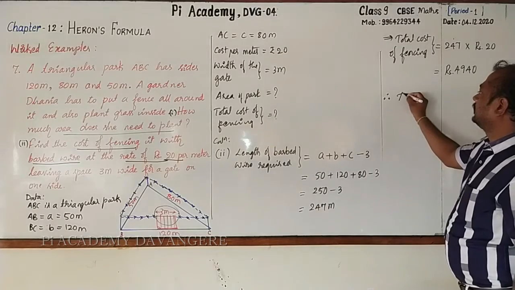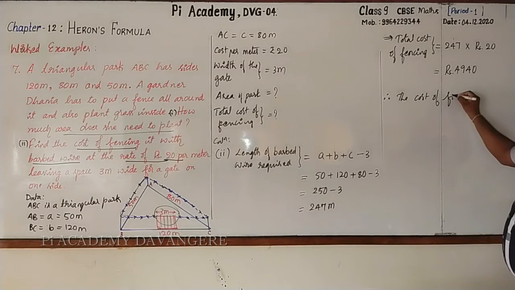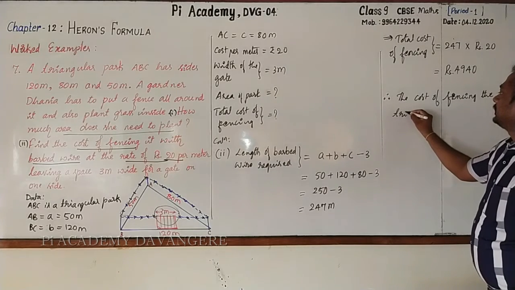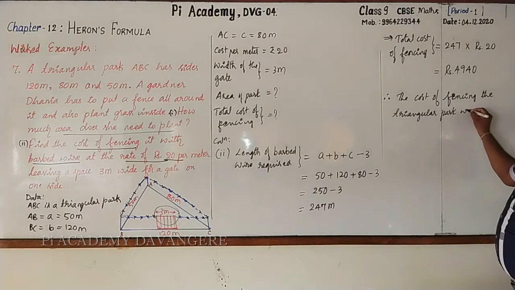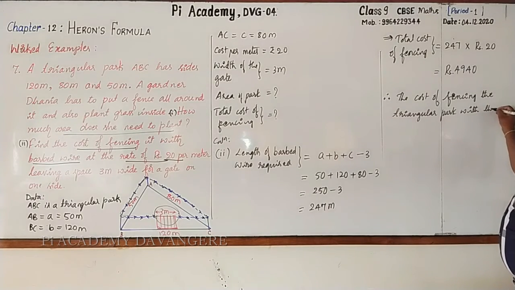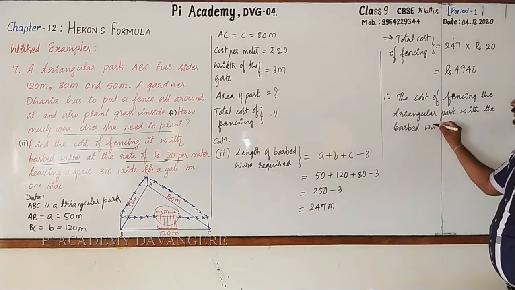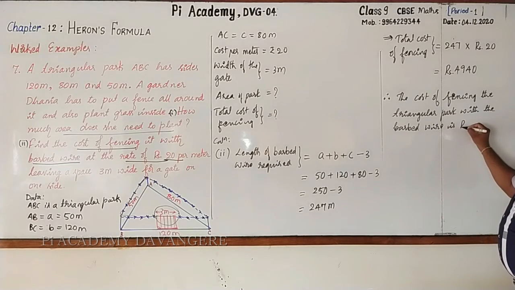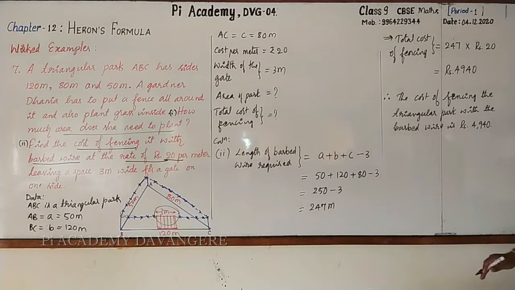Therefore, the cost of fencing the triangular park with the barbed wire is rupees 4,940. Clear? Please go for copying this.